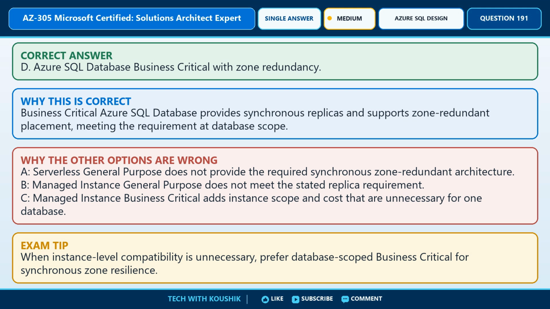A. Serverless general purpose does not provide the required synchronous zone redundant architecture. B. Managed instance general purpose does not meet the stated replica requirement. C. Managed instance business critical adds instance scope and costs that are unnecessary for one database. A useful examination rule is this: when instance-level compatibility is unnecessary, prefer database-scoped business critical for synchronous zone resilience.